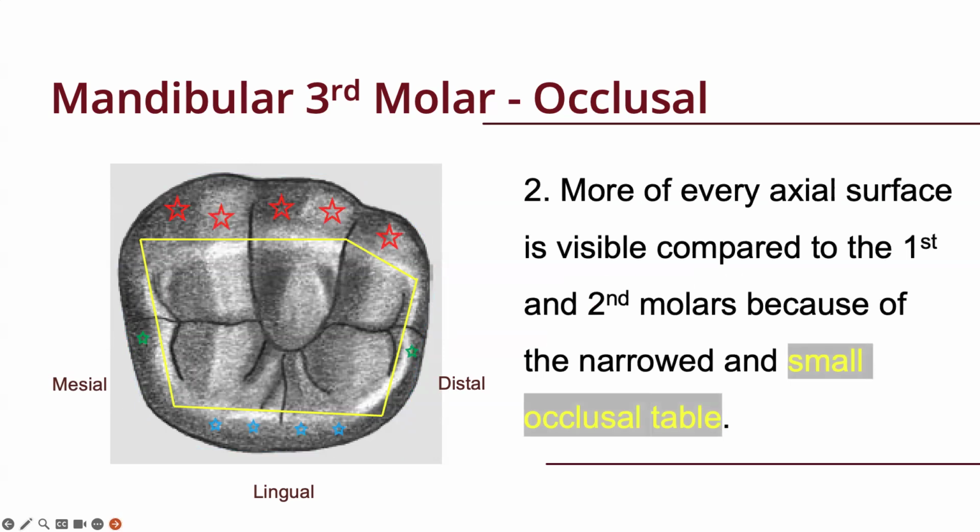More of every axial surface is visible compared to the first and second molars because of the narrowed and small occlusal table. The cusp ridges of the third molar become closer to each other, revealing more of the axial surfaces and narrowing up that occlusal table.